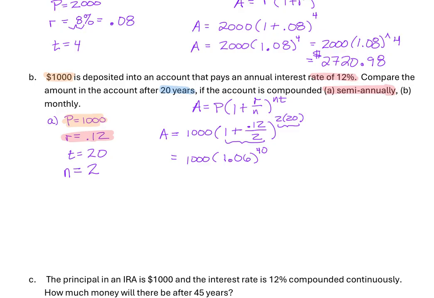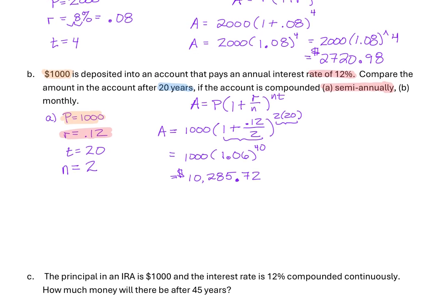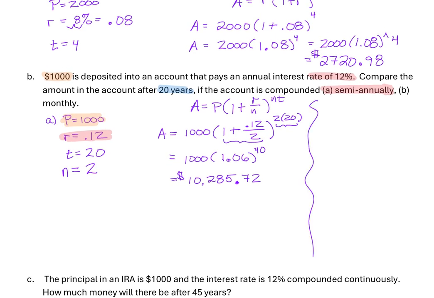So now we can go ahead and plug this in our calculator. And what I get is $10,285.72. All right, that is part A. Okay, now we're going to look at part B.